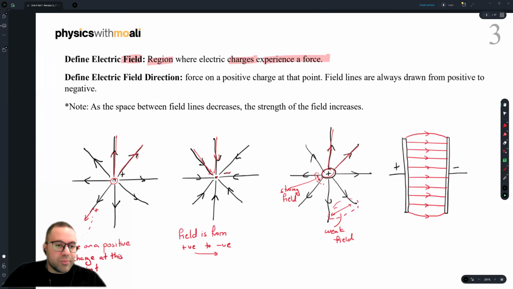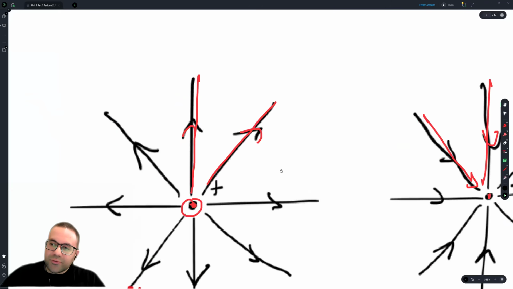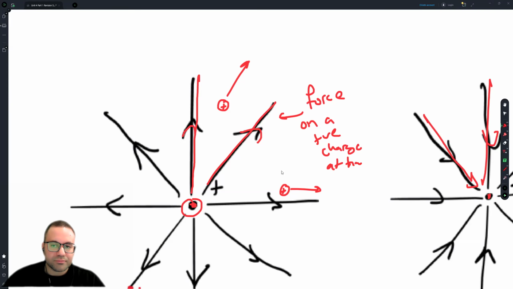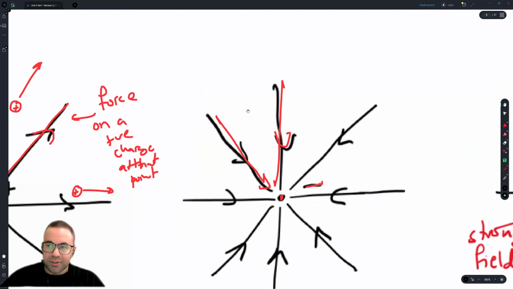That's because if I zoom in and I tell you, hey, if you decide to put a positively charged particle here, what's going to happen to it? It gets repelled. What about a positively charged particle here? It gets repelled. So each of these lines shows you the direction of the force on a positive charge at that point. Which means if you put that same positively charged particle here next to the negative point charge, it gets attracted.